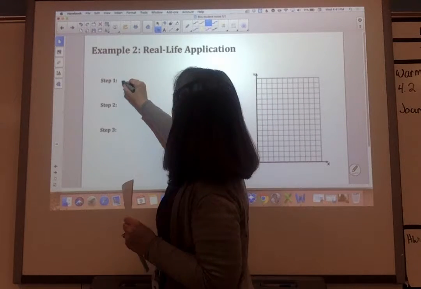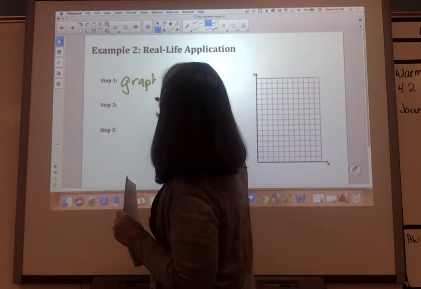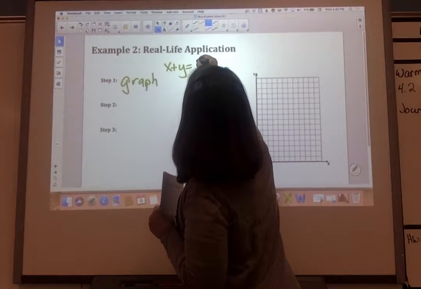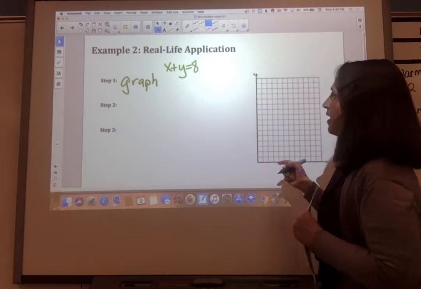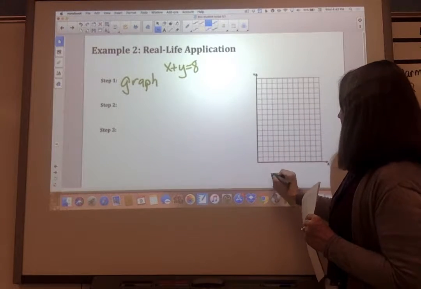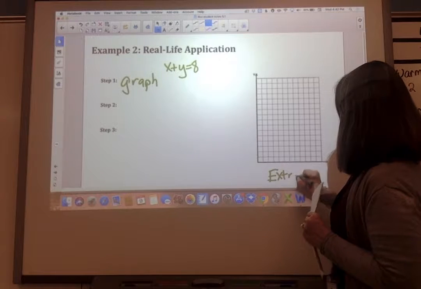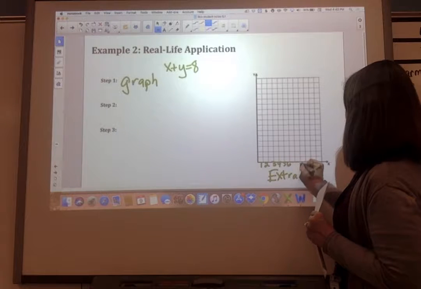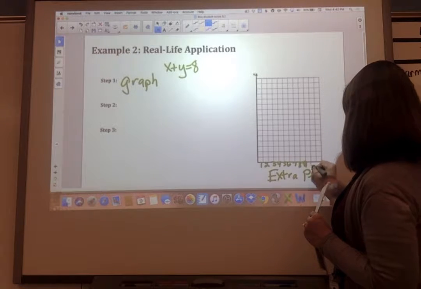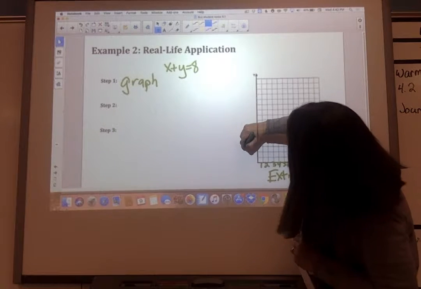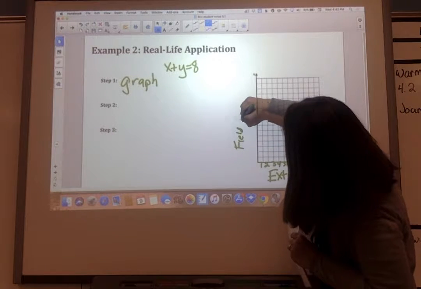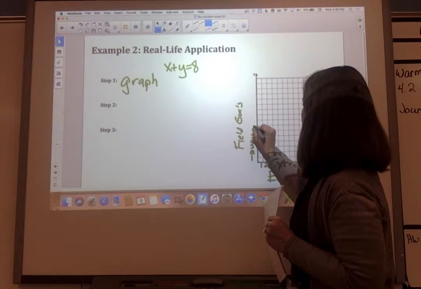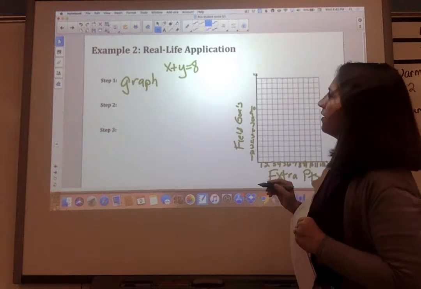Okay, so step 1 is going to be to graph. So our first graph is x plus y equals 8. Let's go ahead and label our axes. We know that extra points is on the x-axis. And we'll number those 1, 2, 3, 4, 5, 6, 7, 8, 9, 10, 11, 12. Field goals on the y-axis. We'll label that 1, 2, 3, 4, 5, 6, 7, 8, 9, 10.